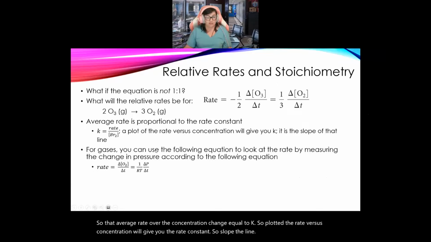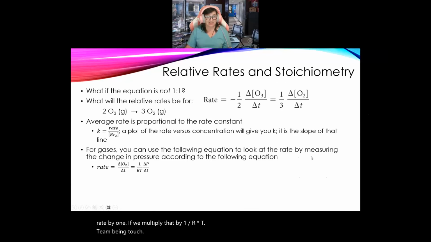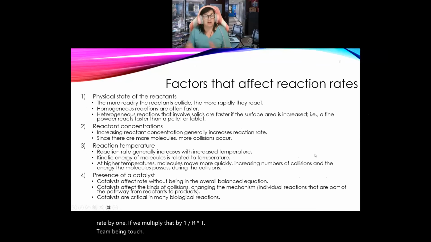For gases, you can use the following equation to look at the rate by measuring the change in pressure. So we can look at the change in pressure over time, and that's related to our concentration rate by multiplying by 1 over R times T, T being temperature, as opposed to time here. So a couple of things that we need to know about reaction rates.